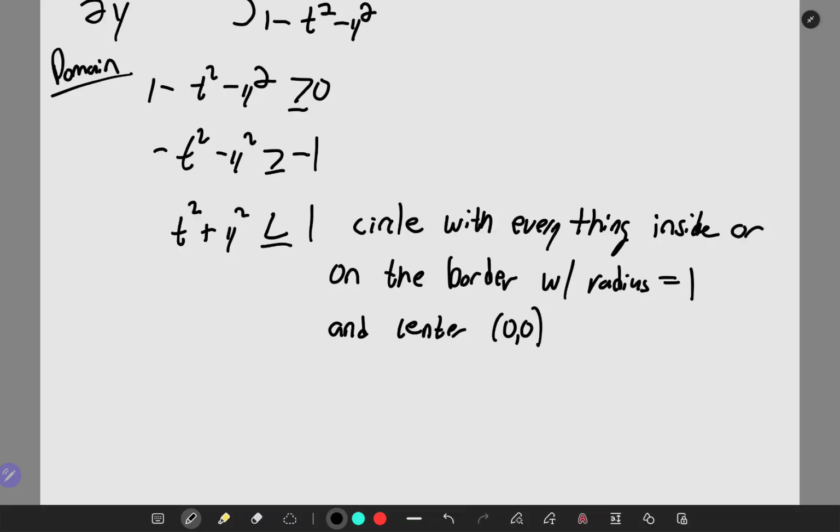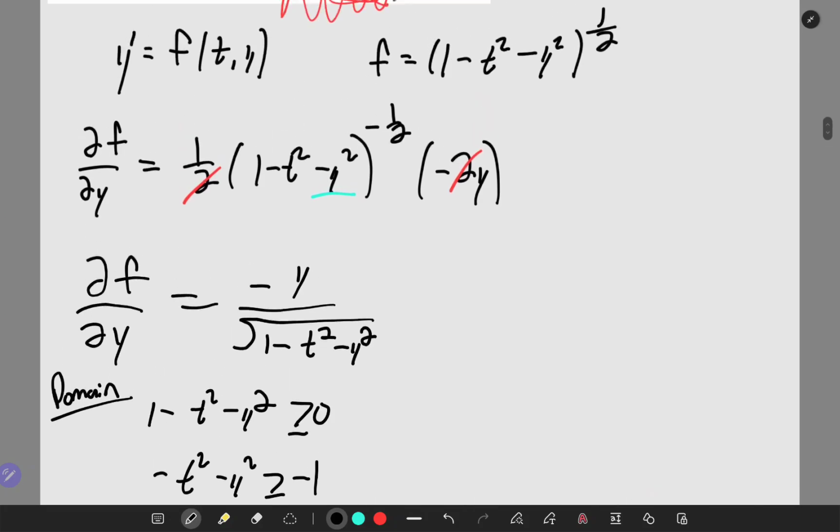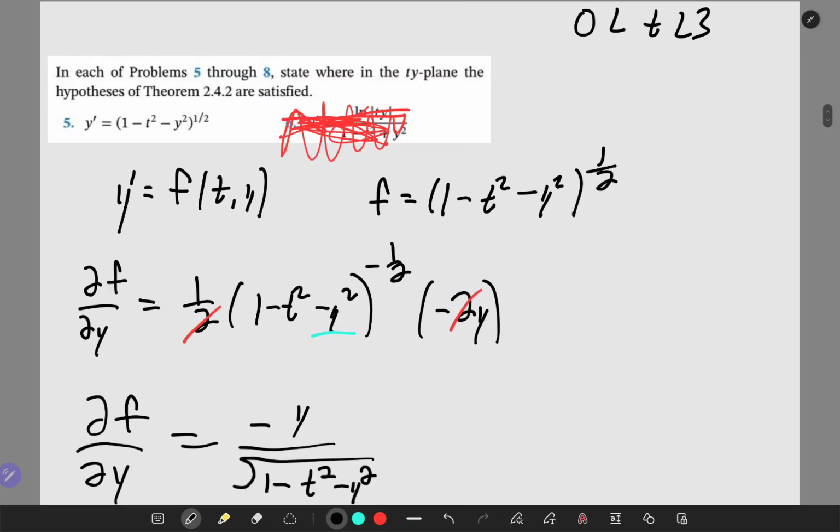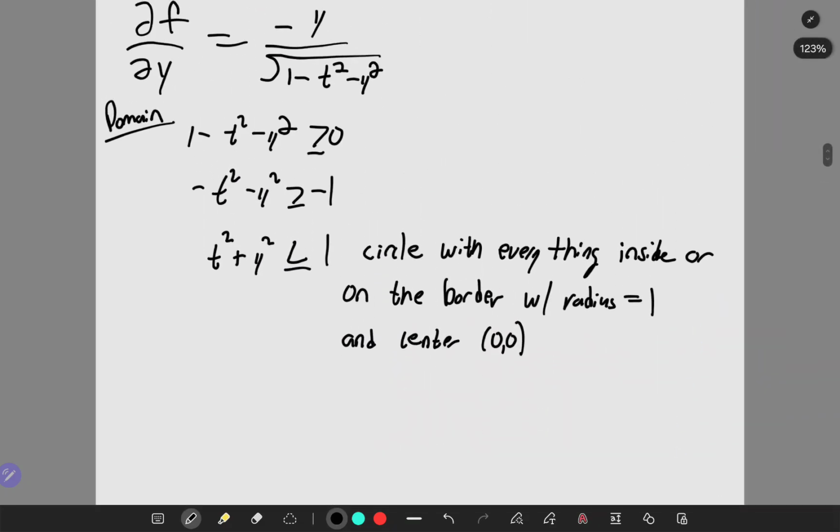So now let's read what else the problem was. State where in the ty plane the hypothesis of the theorem is satisfied. Well, this is where in the ty plane it's satisfied, right? This inequality right here. This is where it's a circle.